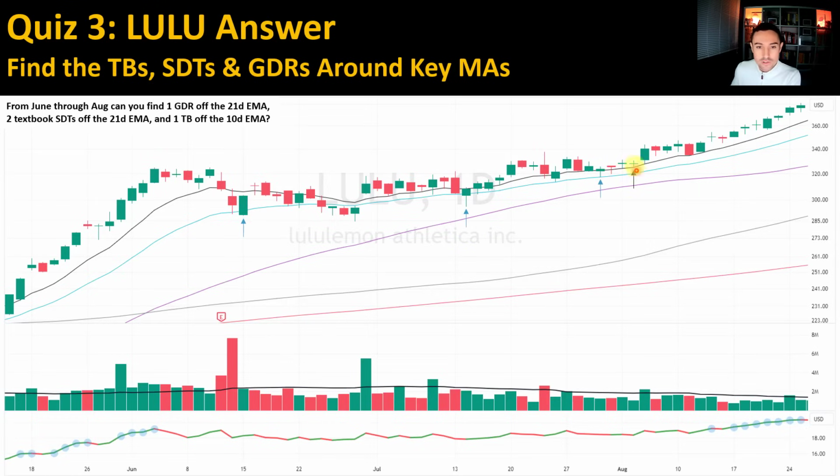And then this is the one trigger bar off the 10-day EMA. Are there a couple of other shakeout demand tails? Yeah, there's this one here, there's this one here as well. There's this one here as well. There are some other ones for me. Those are probably the 2 most textbook ones that I'd be thinking of.